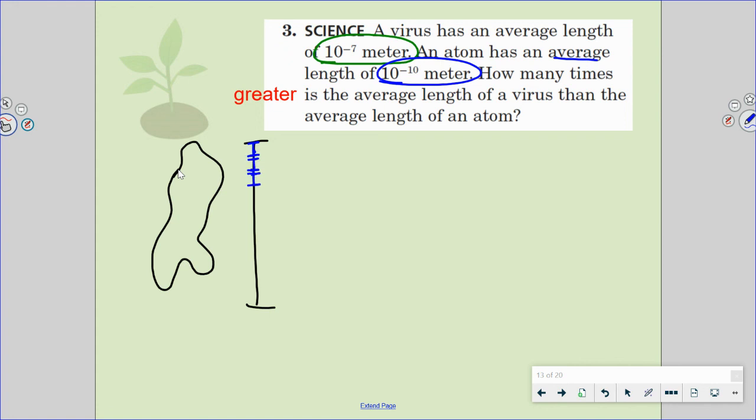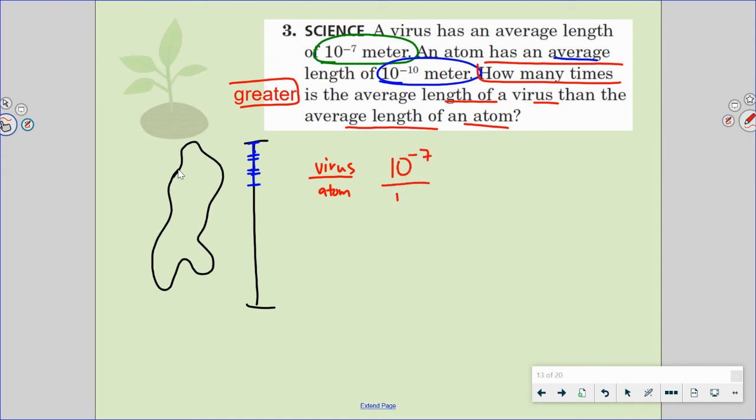Now, apologies for the typo. The question here says how many times, and it should say how many times greater, is the average length of a virus compared to that of an atom. In other words, we need to divide virus by atom. Okay, let me rewrite that. Virus, 10 to the negative 7th. Atom, 10 to the negative 10th.